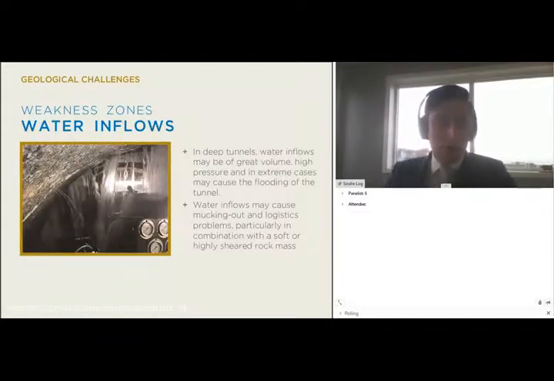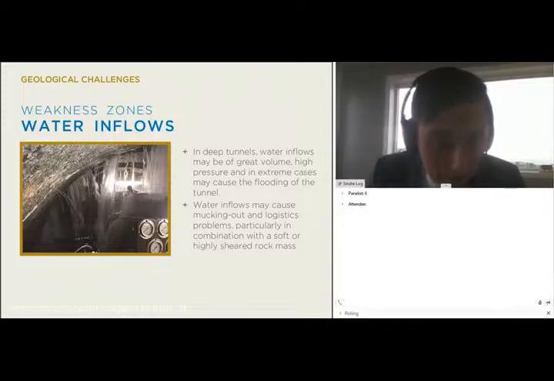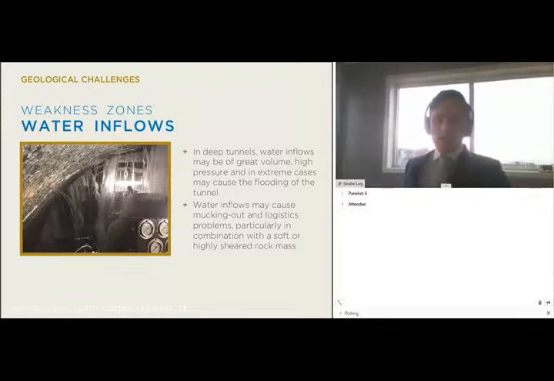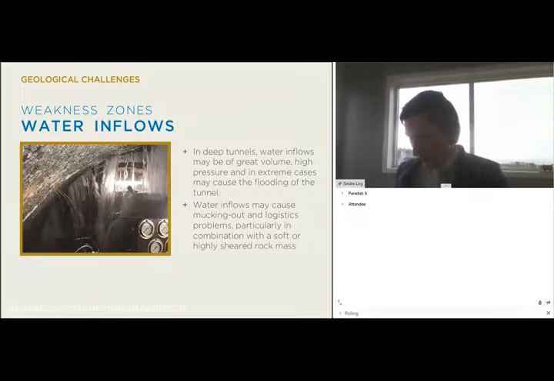In deep tunnels, you also risk to have high pressure water ingress and large quantities of water. Also, in these deep tunnels, it can be difficult to understand the aquifer systems, so these water ingresses can come without you being aware of them and can cause great problems.